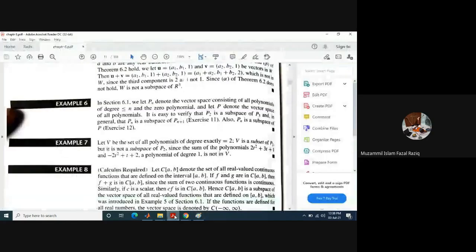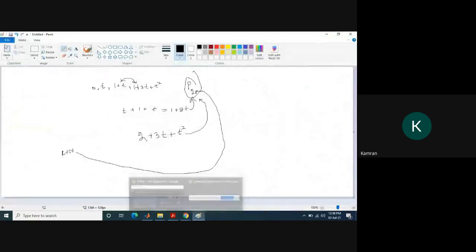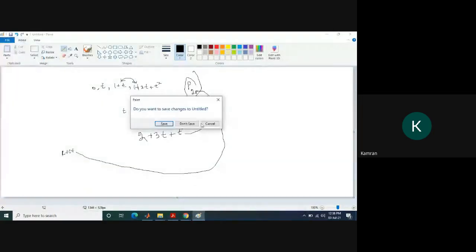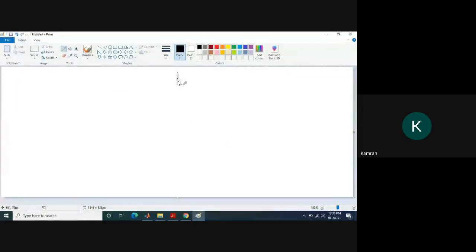Yes sir, समझ आ रही है। अच्छा, Example number 7. Example number 7 में given है that we have a set P denoted by P2, another set, but now this set contains polynomials of exactly degree 2. For example, it will contain one polynomial like 1 plus 2t plus 2t square, exactly degree 2, degree 2 से कम नहीं, and it will also contain a polynomial 4 plus 3t minus 2t square.